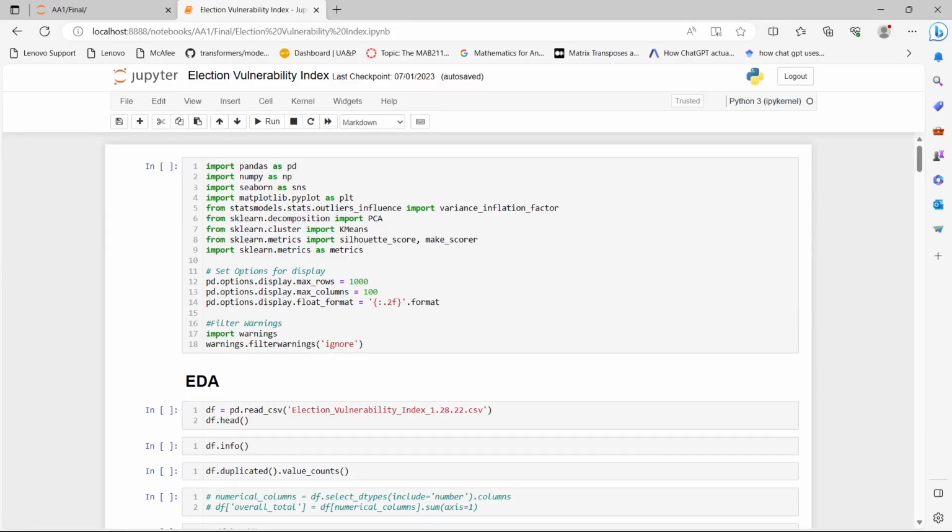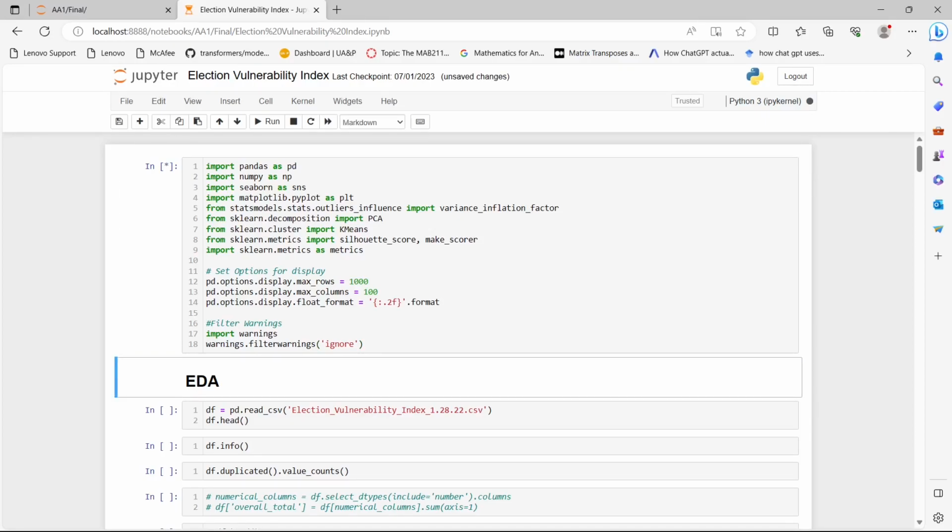Welcome to our course, Data Science Project, and in this part of our course, we are going to talk about the Election Vulnerability Index. Specifically, we will be learning about the vulnerability of different countries, and we're going to cluster them based on the status of their vulnerability. First of all, we're going to import the different packages that we're going to use for this project.